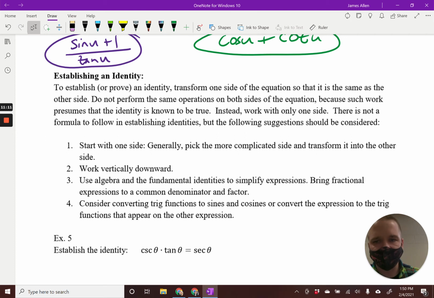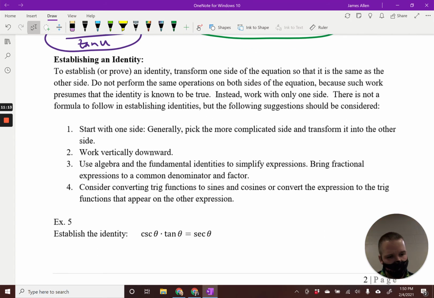Establishing your identities. To establish or prove an identity, you transform one side of the equation so that it looks the same as the other. You can't perform operations on both sides, and there is a good reason for that. If you perform operations on both the left and the right-hand side to prove something, you have now assumed that they are already equivalent. That's not what we have. We're trying to prove that they are equivalent. So you have to work with just one side to show that it is equivalent to the other. By manipulating both, you've assumed that you're already good, which you're not, okay?